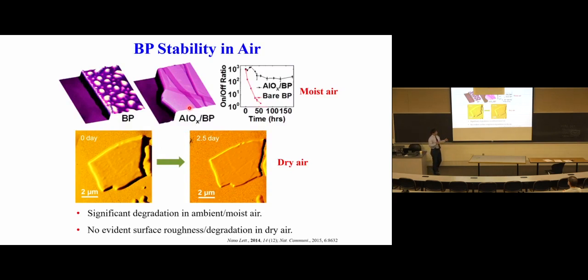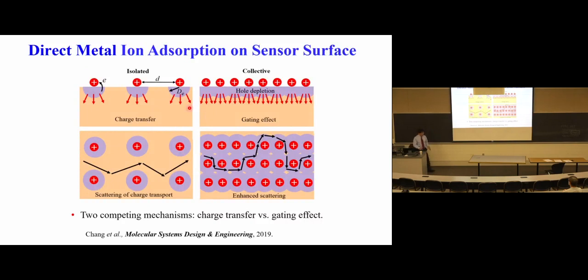The stability I mentioned earlier with BP is problematic, especially in moist air. As you can see from the upper two images, when you don't have any passivation, such as aluminum oxide, degradation is relatively fast. But in dry air, this can be really minimal. There's no degradation in a short amount of time. So we need to be mindful of this property when we are doing the sensing experiments.